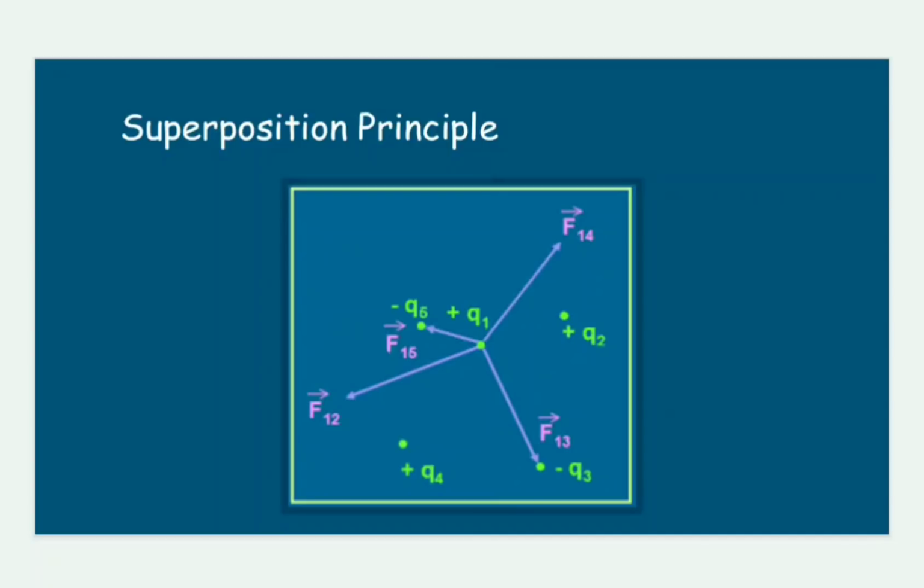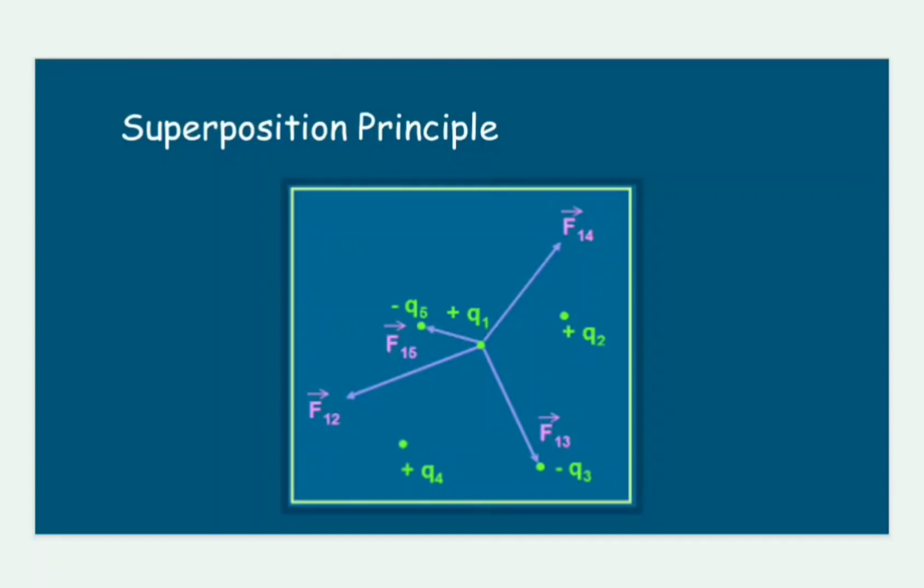So let us consider 5 charges here, which are represented in green color, Q1, Q2, Q3, Q4 and Q5. So we are having 5 charges. Here we are going to find out what will be the total force experienced by this Q1 charge because of all the other charges. In order to do that, we have to use the superposition principle. But first understand what is represented as the forces here.